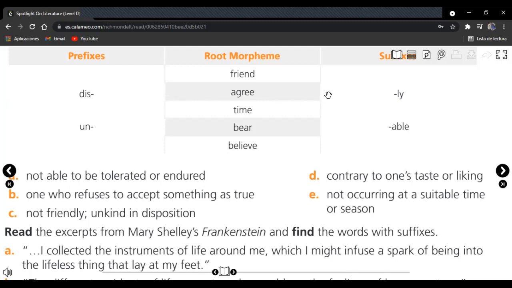Disagreeable. Exactly, disagreeable. So you see those adjectives that end in able are kind of tough to pronounce. And the last one here is: not occurring at a suitable time or season. This is the only good word that is left. Timely, timeable, untimely, or untimeable? Difficult decision we have here.